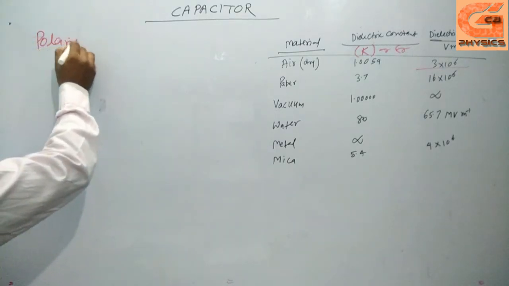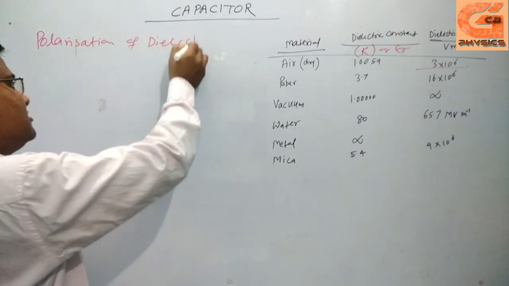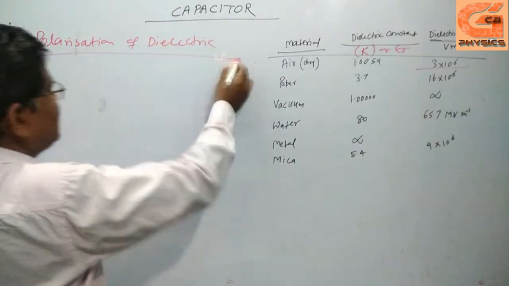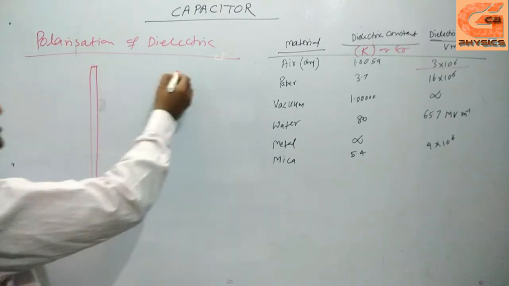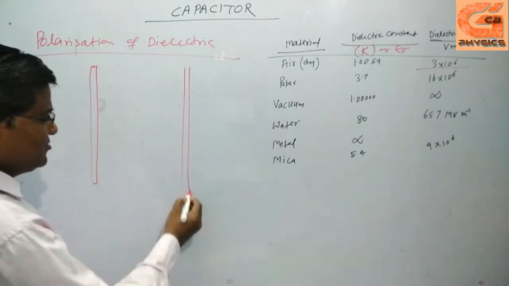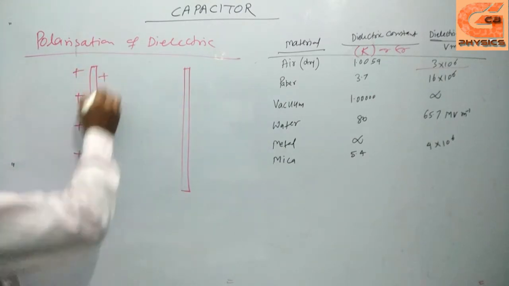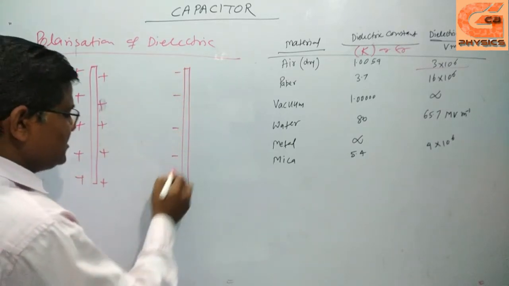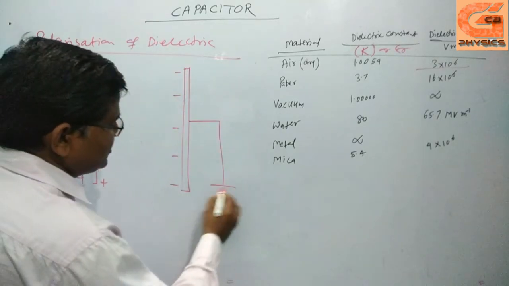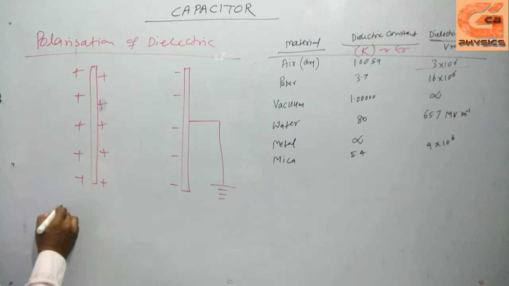Polarization of dielectric. This is important. Suppose this is the positive plate and this is the negative plate. The correct way to indicate the charge on both sides, in this case a single charge. Then the electric field between the plates is constant, known as E naught.